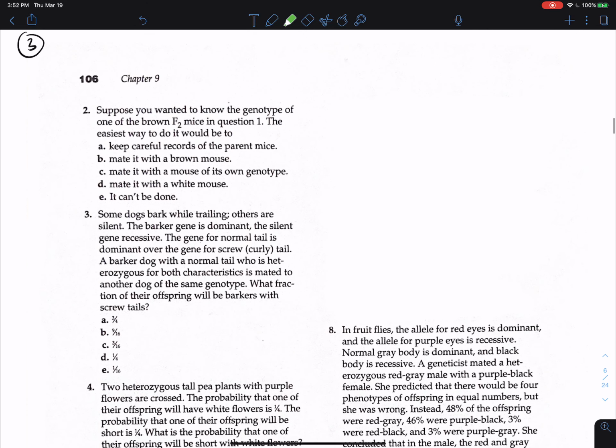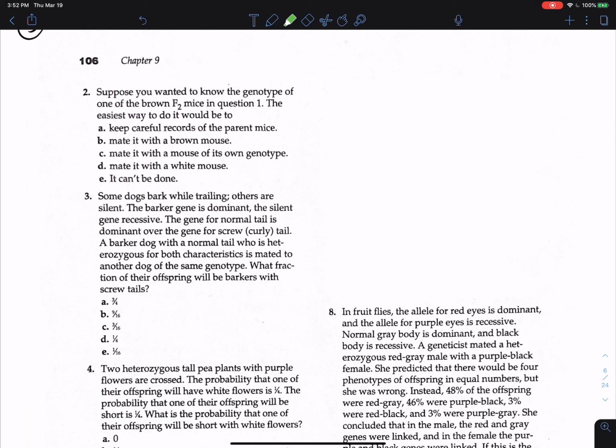Okay, let's move on to the third page of questions here. Okay, suppose you wanted to know, oh God, it goes back to question 1, and here I am trying to not think about that one. Suppose you wanted to know the genotype of one of the brown F2 mice in question 1. The easiest way to do so, oh, yeah, D. Mate it with the white mouse.